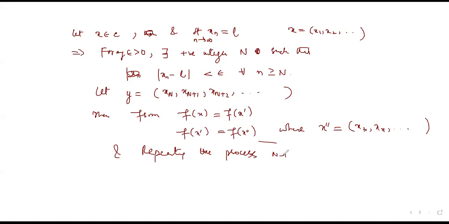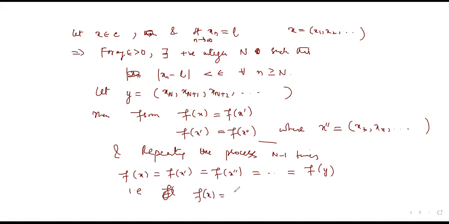Process, I will get f of x is equal to f of x prime is also equal to f of x double prime, and so on and so forth, which would be equal to f of y. That is, I will get f of x is equal to f of y, क्योंकि ये शिफ्ट करते करते हम N-1 टर्म्स के बाद यहाँ पहुंच जाएंगे. N-1 टर्म जो लेफ्ट पे है वो खत्म हो जाएगी. I will get this. Now consider, यहीं पे लिख देता हूँ.